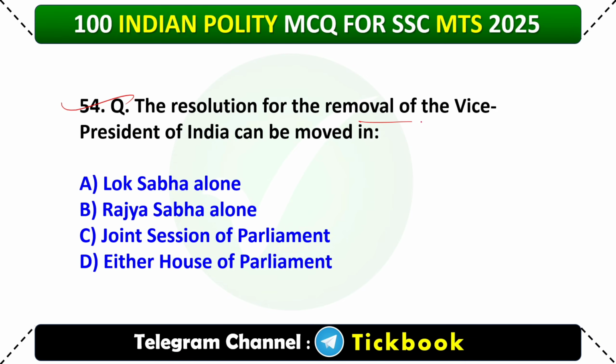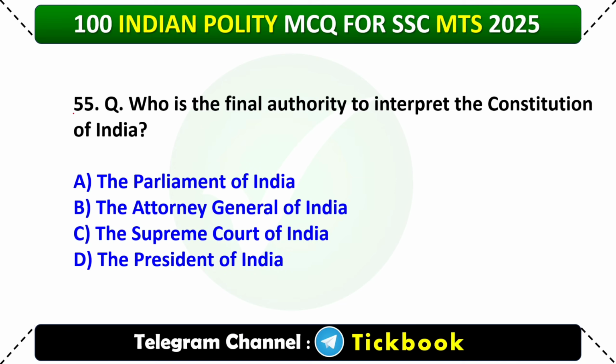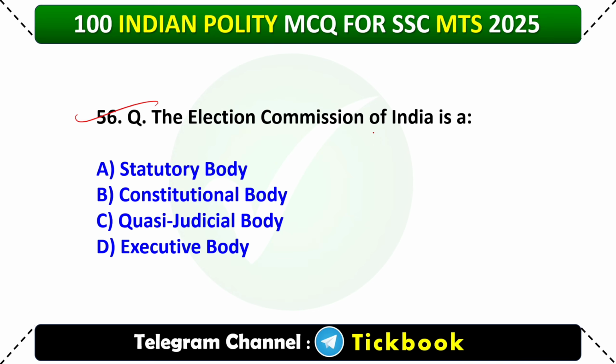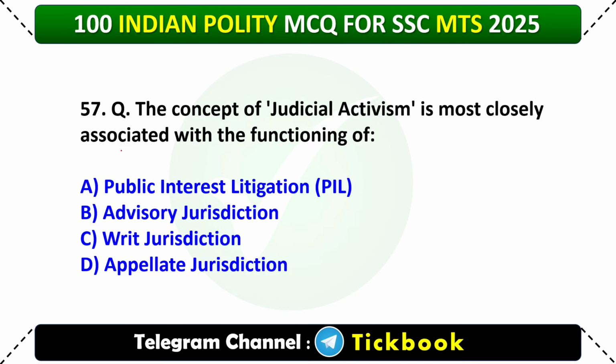54. The resolution for the removal of the Vice President of India can be moved in option number B, Rajya Sabha alone. 55. Who is the final authority to interpret the Constitution of India? Option number C, the Supreme Court of India. 56. The Election Commission of India is a option number B, constitutional body.